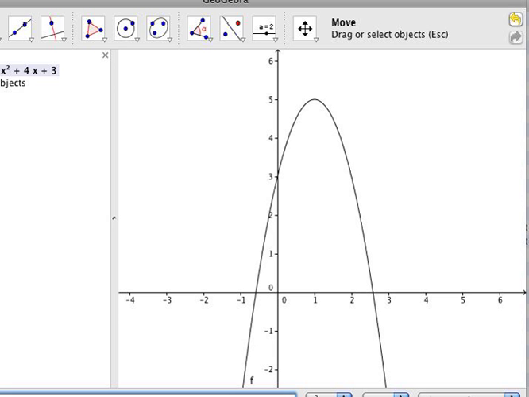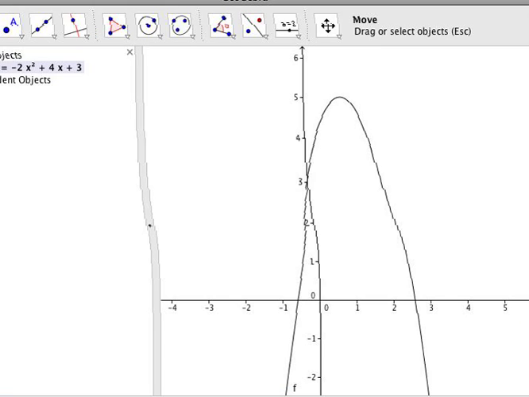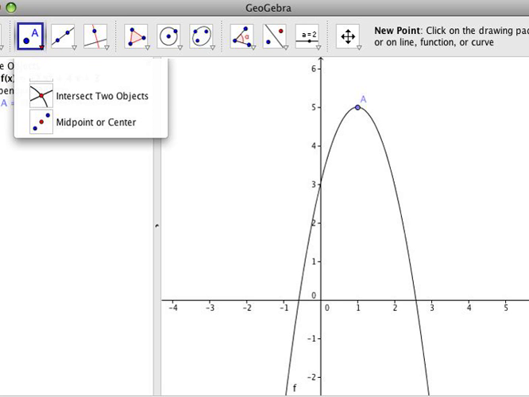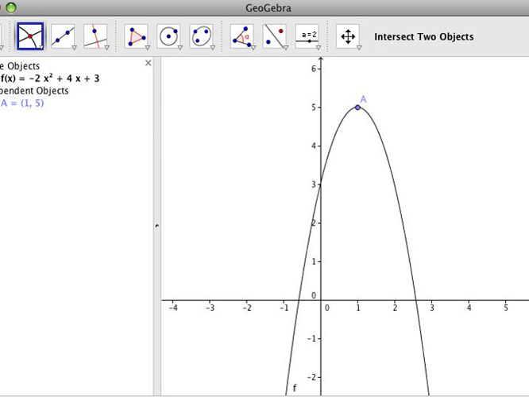There it is. If you wanted to find your vertex and some of these other points, there's 1, 5. X-intercepts. I'll intersect the x-axis and there they are, negative 0.58 and 2.58, and I'll intersect the y-axis now. 0, 3 is your y-intercept. So we've verified that everything I did was correct, and that's how you can graph these.